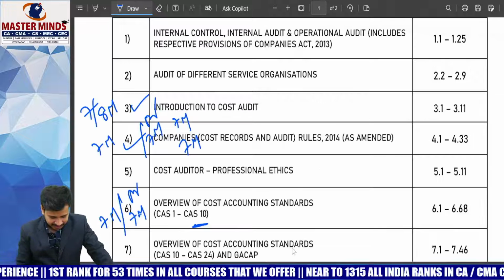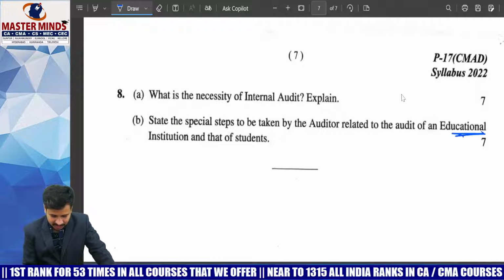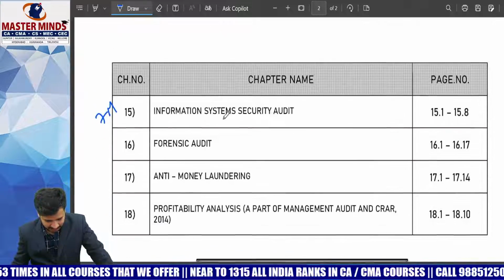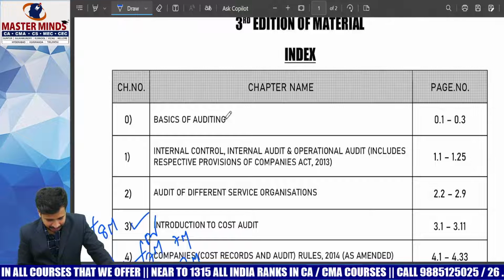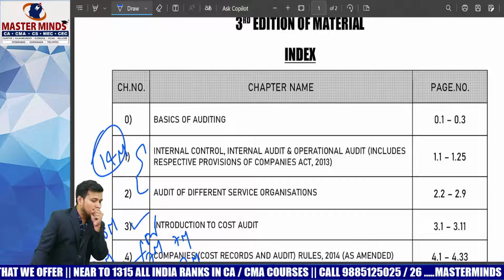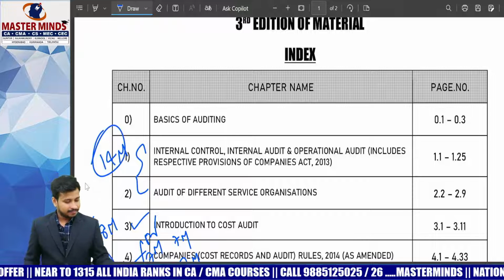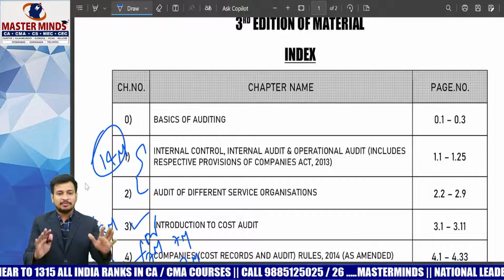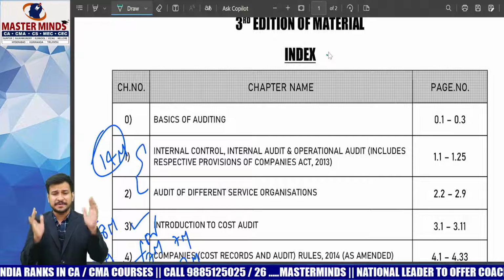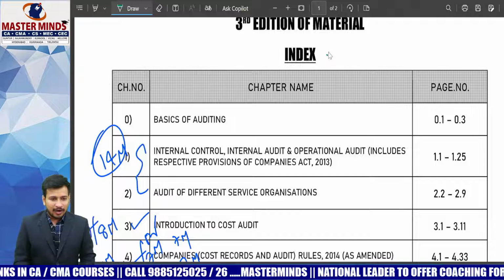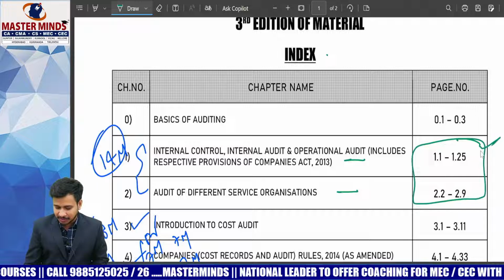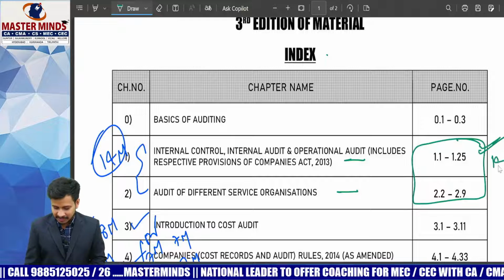Necessity for internal audit and audit of different organizations, which is educational steps, these two things, internal audit and audit of different organizations. From these two things, 14 marks. To tell you, my dear children, coming to preparation strategy of cost audit is actually pretty easy. 14 marks he is testing from internal control and audit of service organization. Highly recommended you to go through the same. 14 marks will be there in your hands.